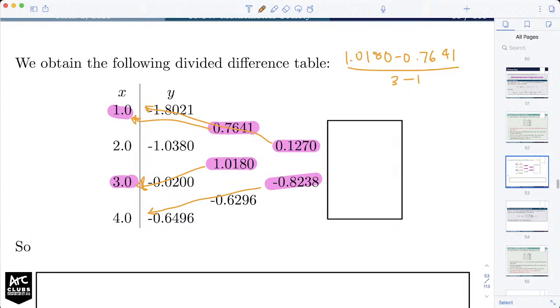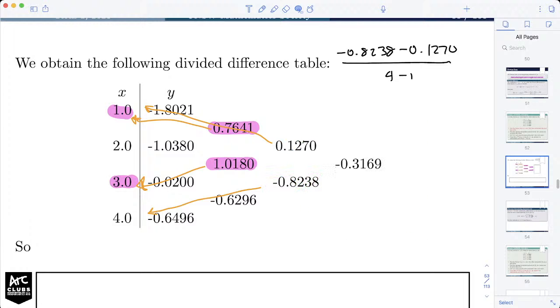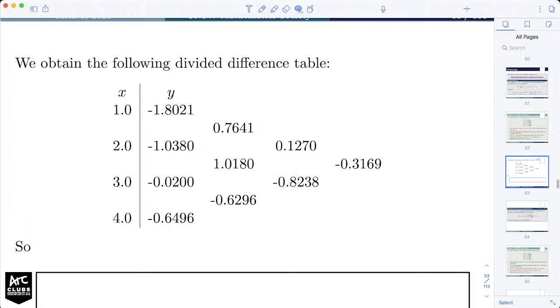And if you go ahead and do that calculation, which I will just write out, and I'll also change my pen color back to black, 0.8238 minus 0.1270 over 4 minus 1. And the number that you should get is that. So I reckon go ahead and do those calculations yourself, just verify all of the other numbers here.